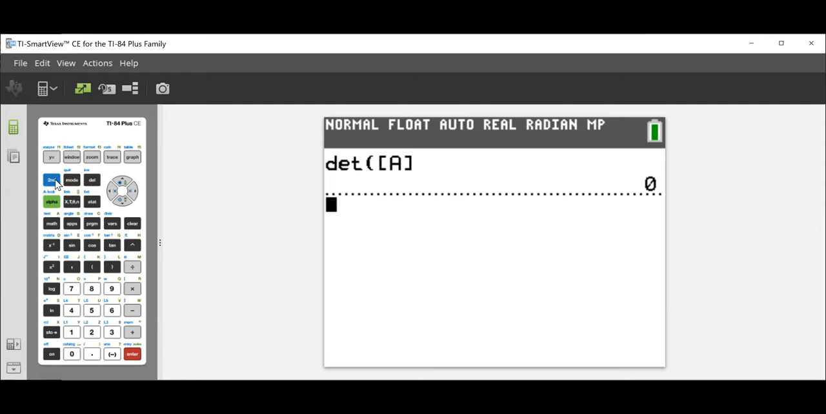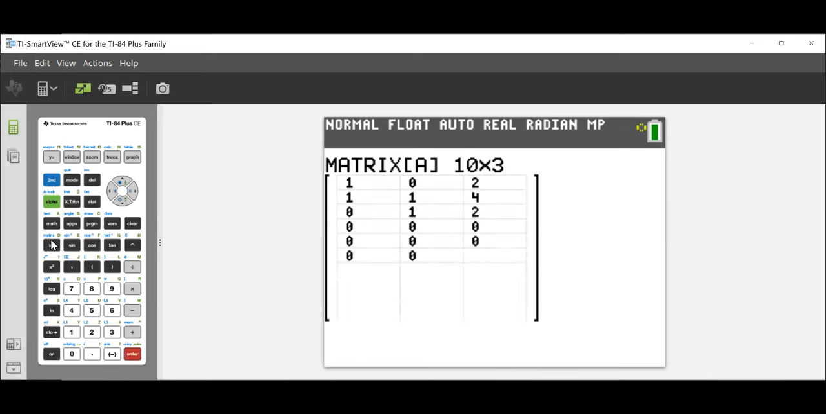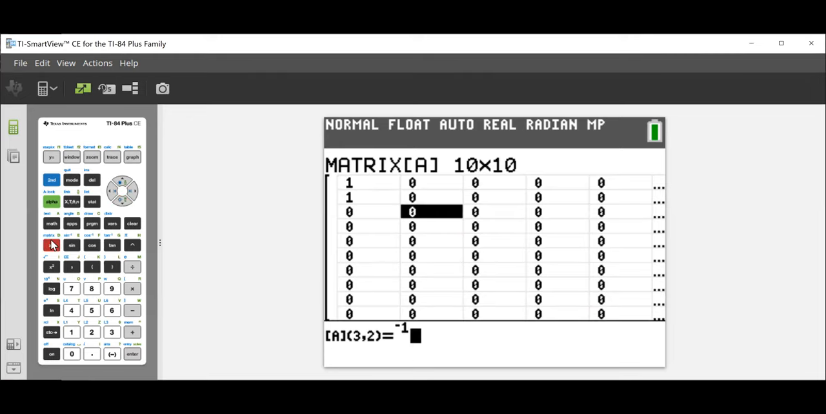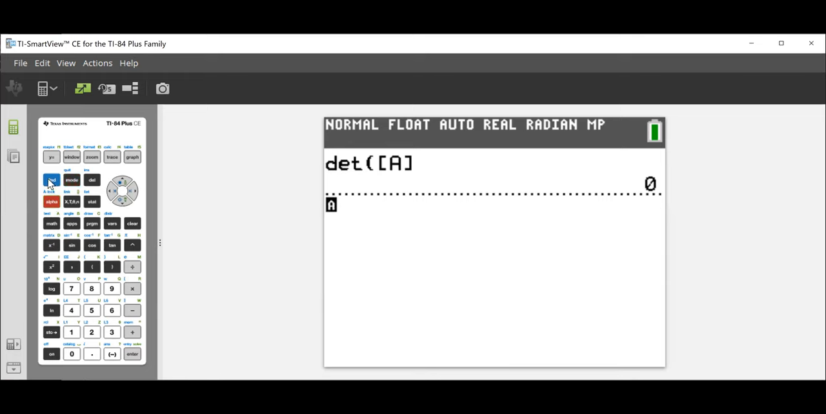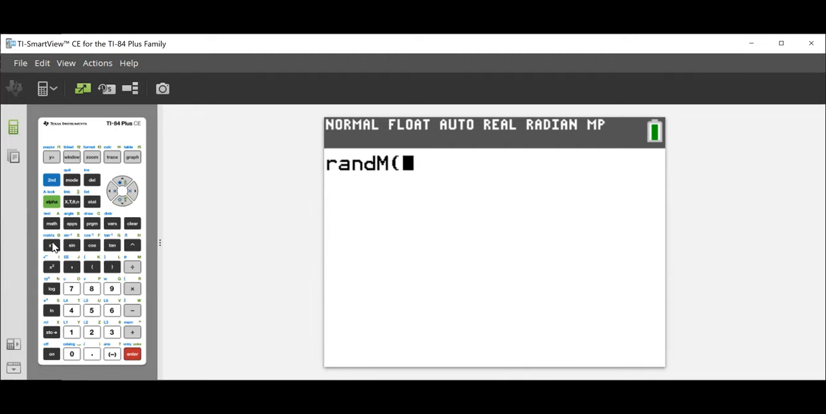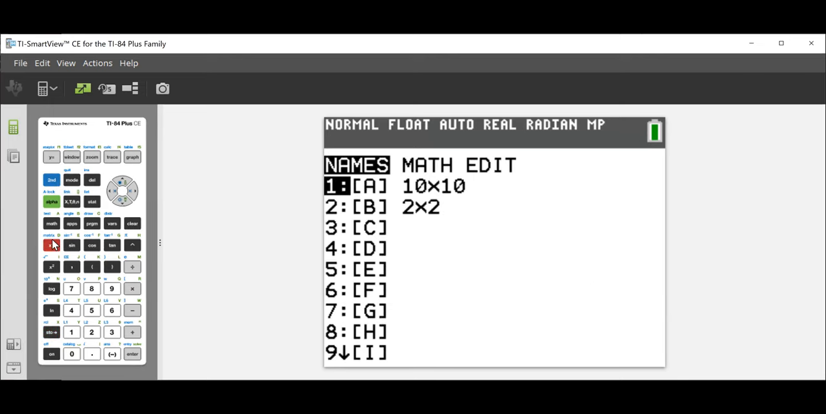Now I'm kind of curious how big I can make these things before our calculator starts struggling. Here, let's indulge in curiosity. Is there not a way? There should be a way, but I don't know if there is. Rand matrix. It doesn't want that. Rand matrix 10, comma, 10. Okay, so here's a randomly generated matrix. Let's store this into A.